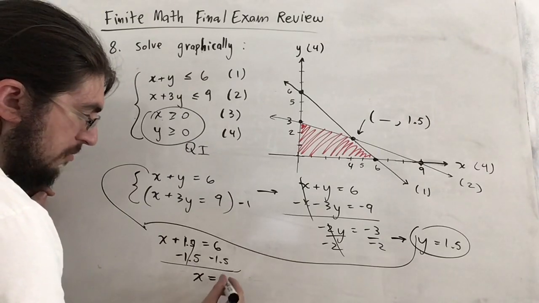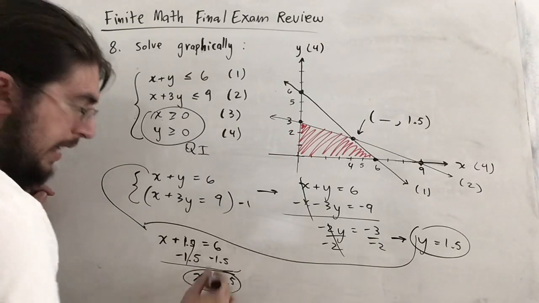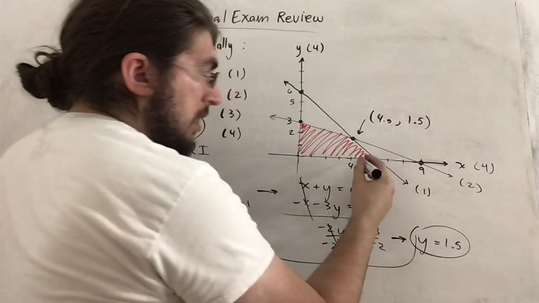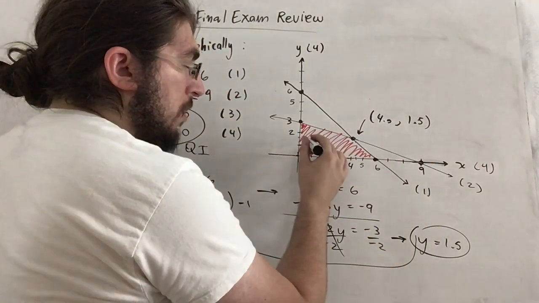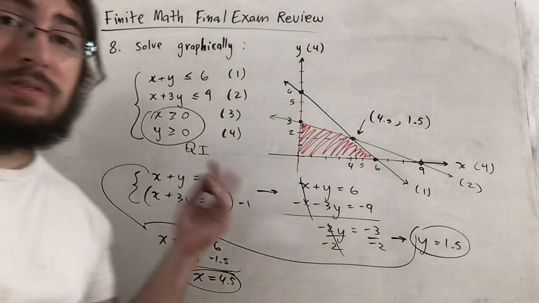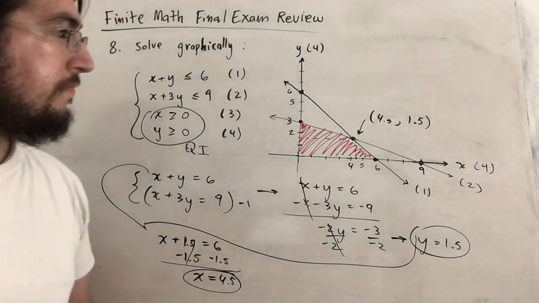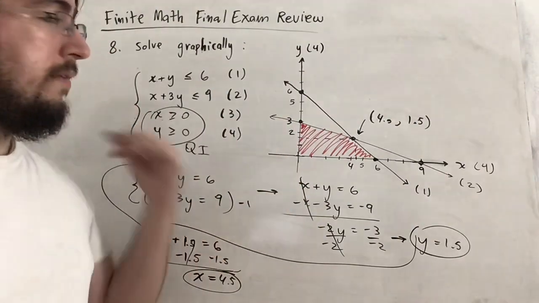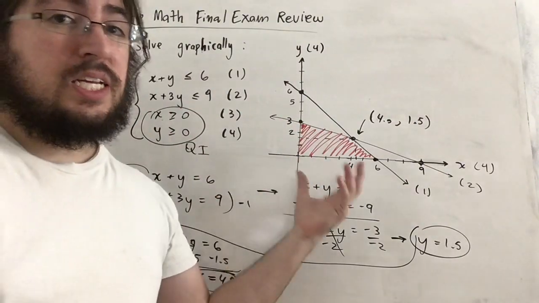Perfect. So x is equal to 4.5. So our point is the point (4.5, 1.5). So it's a little bit to the right of 4 and a little bit below 2. My scale was a little off, but it was kind of close actually. Great. But anyways, this is the answer for number 8. It's just this shaded region.